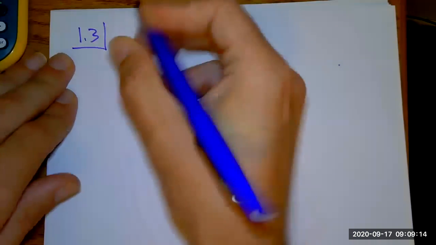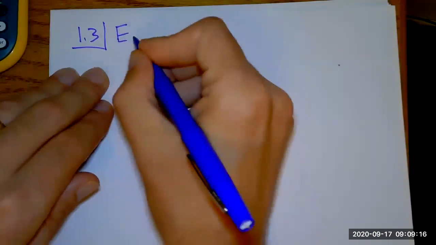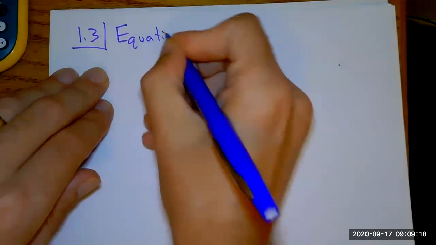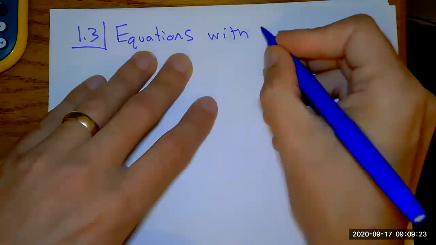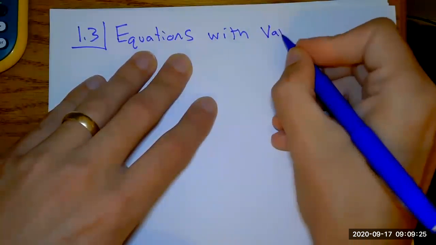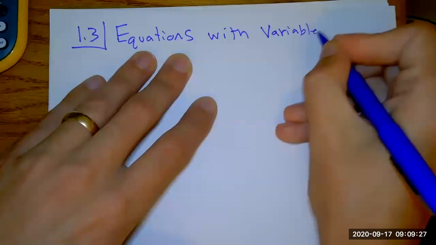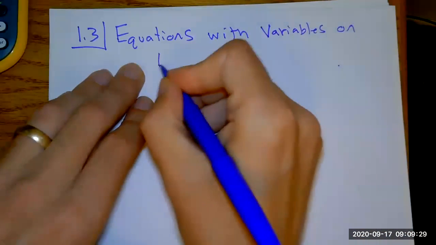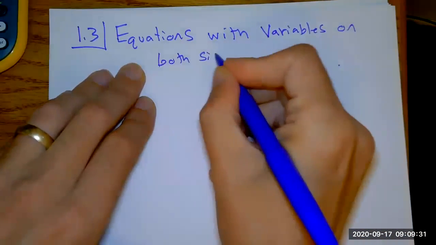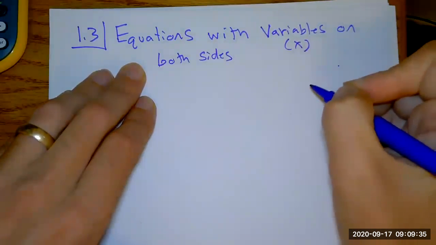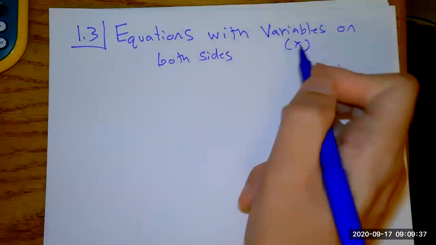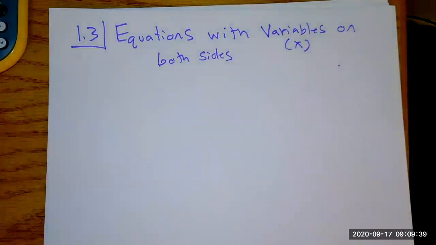So we're gonna be talking about 1.3 today, and we're gonna be talking about equations with variables. Now, in our class, the variable is usually x, right? That's what we're solving for. So the equations with x on both sides. So that's what we're going to be working on.